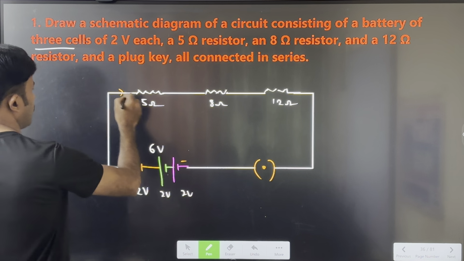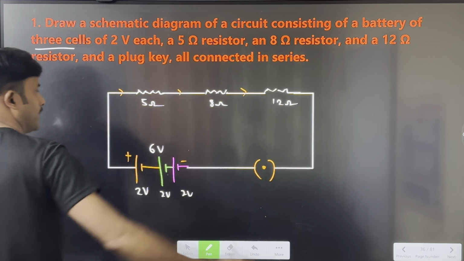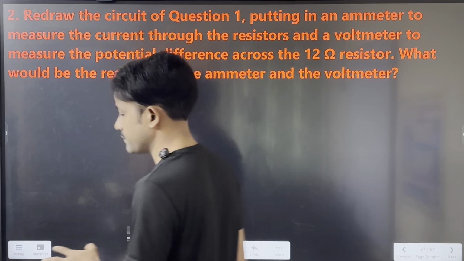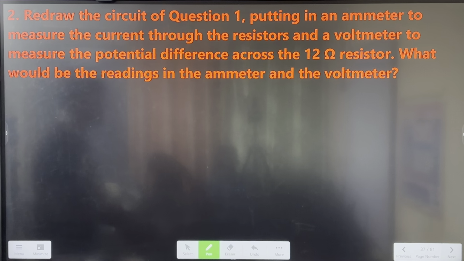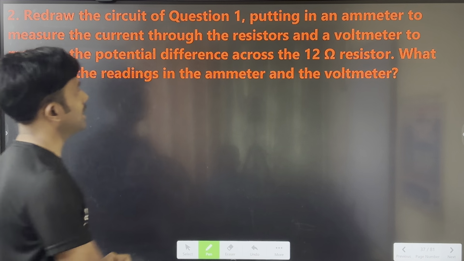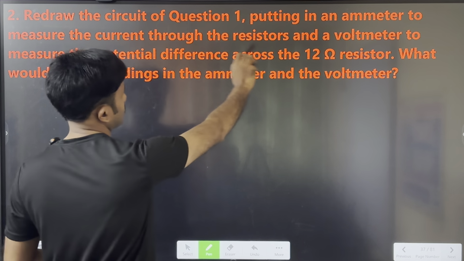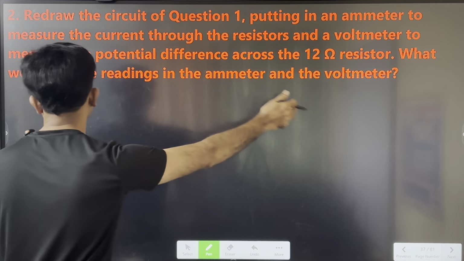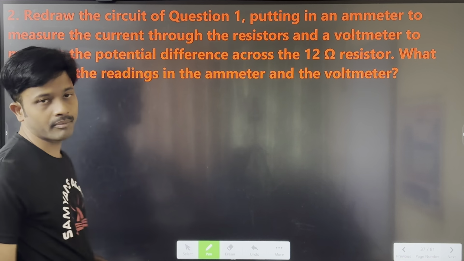Okay, like this it will flow. In the next question, they have asked for the same diagram. You have to redraw the same diagram, and we need to find the readings. Putting in an ammeter to measure the current through the resistor and a voltmeter to measure the potential difference across the 12 ohm resistor, what would be the readings in the ammeter and voltmeter?